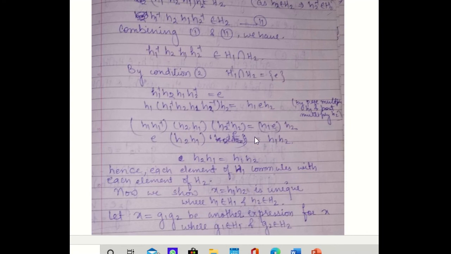This implies e is identity. We get h2 h1 equal to h1 h2. So each element of H1 commutes with each element of H2. This is a very important property if we have an internal direct product.